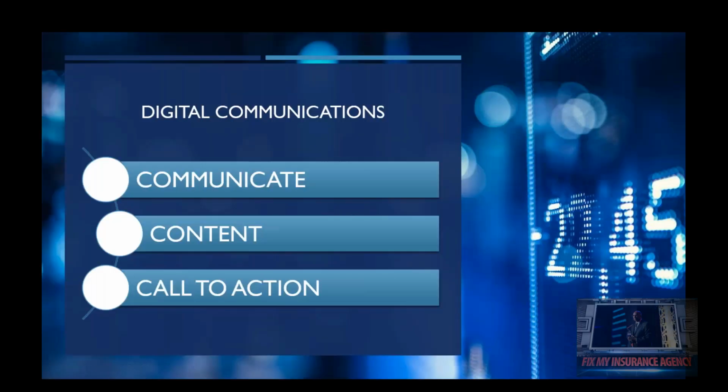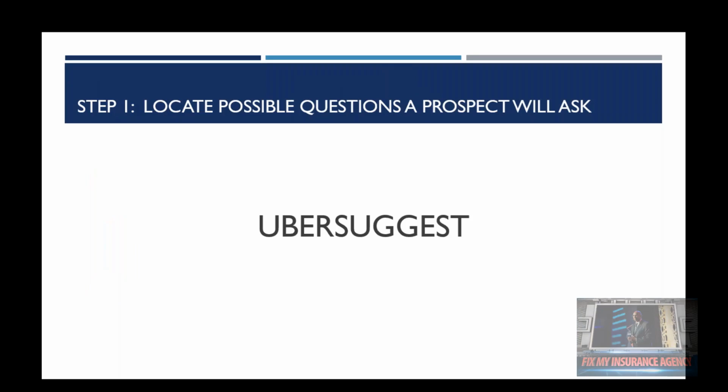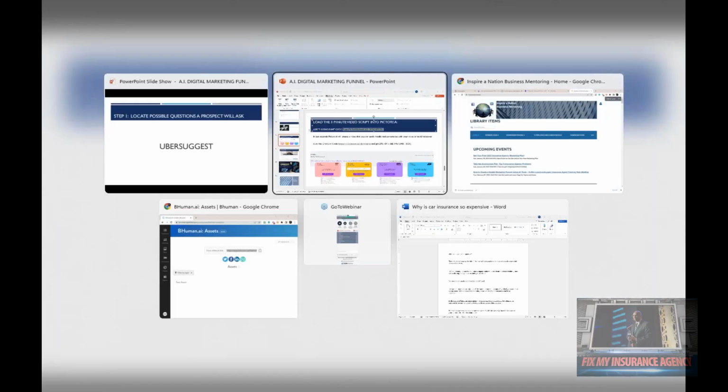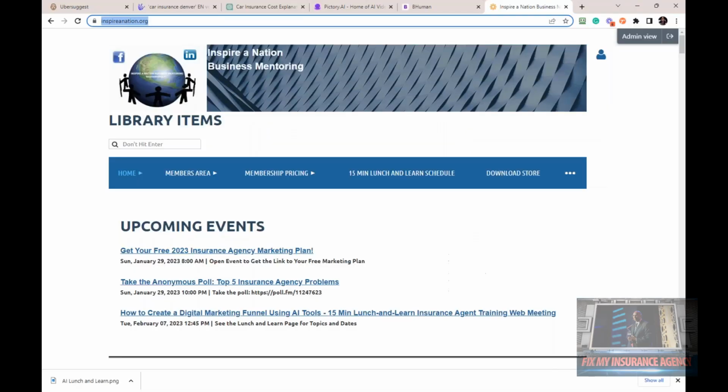Remember, the purpose of a digital funnel or digital communication is to communicate something, to put out great content, and then to have call to actions that drive people to our products and services. So the first thing I want you to do, I'm going to walk you through 5 or 6 different steps. The first step is to locate a tool called Ubersuggest. So I'm going to back out to the internet here.